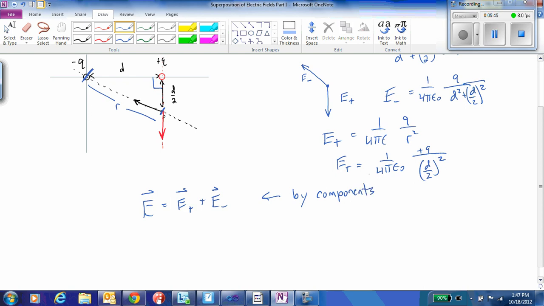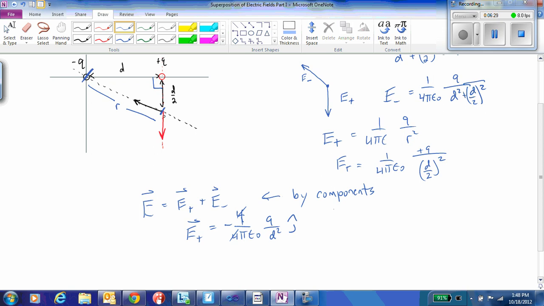So we need to break those other fields into their x and y components. E plus is an easy one. I can write that vector as 1 over 4 pi epsilon 0 q over d squared. The 2 gets squared and becomes a 4 on top. The 4's cancel out, and so I get this expression. And that points in the negative j hat direction because it's pointed downward. So this field, the red arrow here, is pointed downward. That's negative j. There is no i component for that particular one because it doesn't point at all to the left or right.